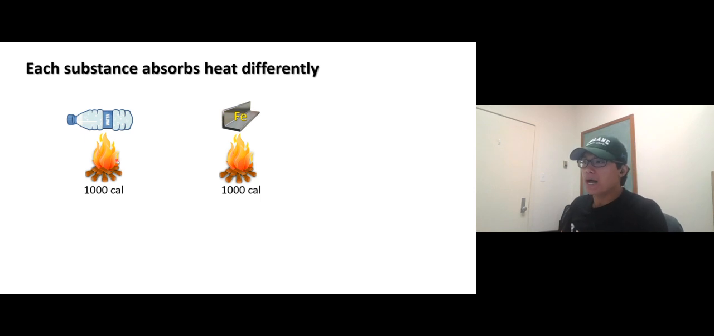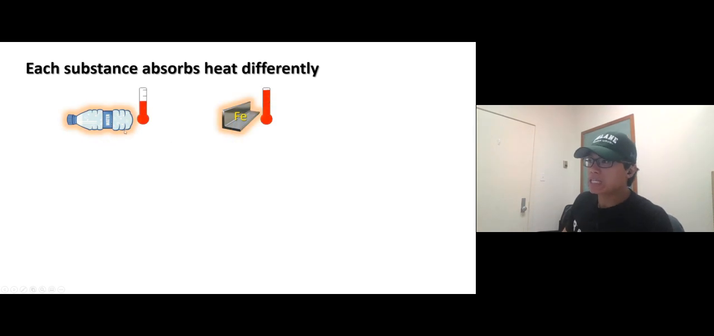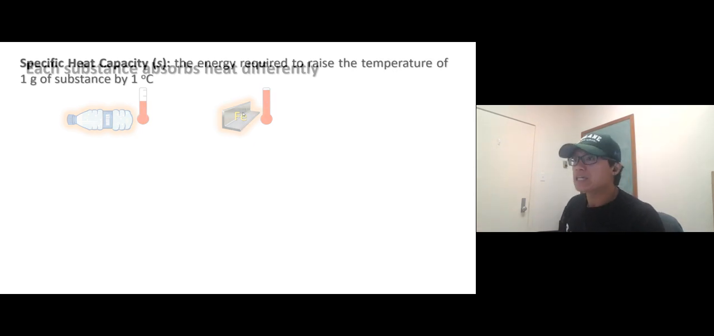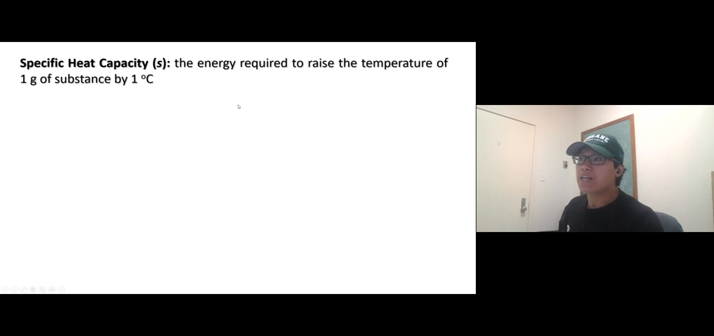So add the same heat to water, add the same heat to iron, same weight, but the temperature of water doesn't change as much as iron. And you guys know iron, metals usually conduct electricity and heat well. So what happened is, we add the same heat, but the temperature of water doesn't change as much compared to iron. And that's because of the specific heat capacity.